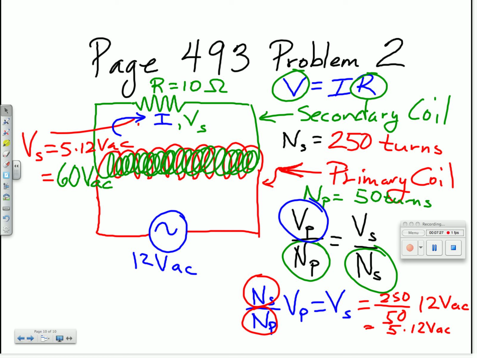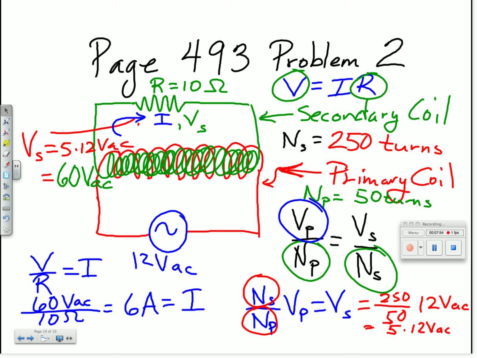So let's do that. But let's do it on a different page. Well, I'll do it down here. Voltage divided by resistance is equal to current. So our voltage is 60 volts AC divided by the resistance, which is 10 ohms. So our current is 6 amps. A volt over an ohm is just an amp. This is our current.